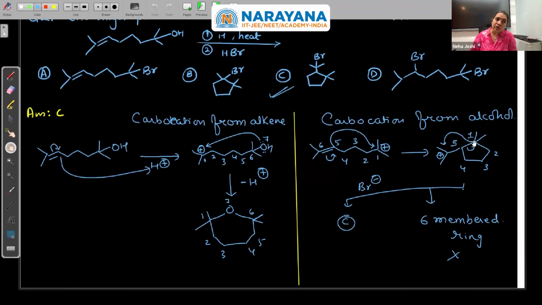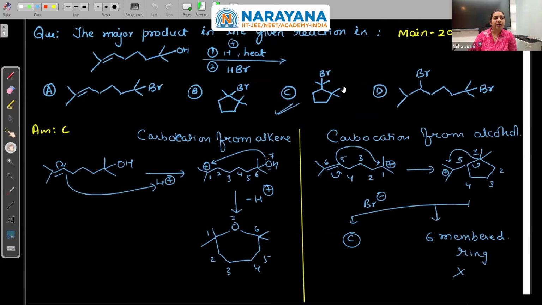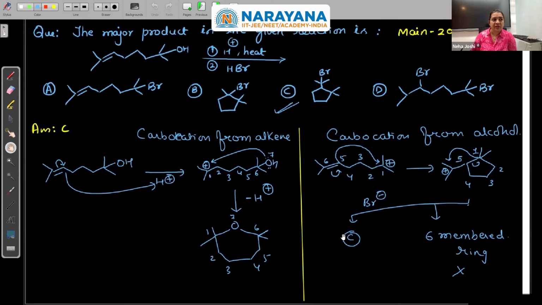There is a possibility that I could have had a rearrangement and a 6-membered ring could have been formed. Or at this stage only the attack could be there. Okay, I had 2 possibilities. As I see, the C option is from this, and there is no further option of a 6-membered ring in this case. So you just stop your question at the C option.